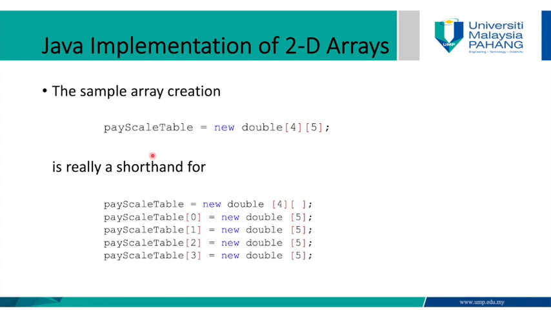Okay, so actually when you write this base scale table is equal to new double 4 and 5, it is actually a short form of this. Okay, this is how this works. It is creating every column and every row for you.